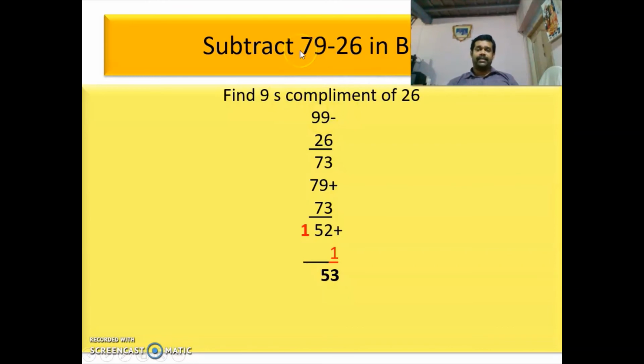Now we are going to subtract 79 minus 26 using BCD. So first we are taking this 26. For this 26 we are finding the 9's complement. So we have to subtract each digit from 9. 9 minus 6 is 3 and 9 minus 2 is 7. So we are getting 73. So we are adding this 73 with this 79 and we are getting a carry. So we are adding this carry to this number. So we are getting 53.